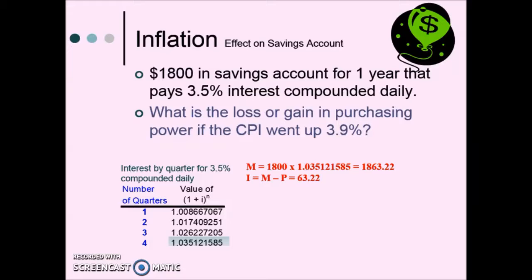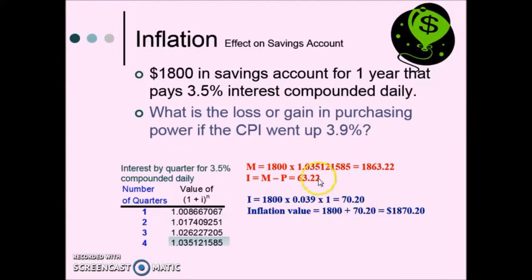What is the result or the impact of the inflation factor of 3.9% on our $1,800? We'll take 1,800 times 0.039, the decimal equivalency of 3.9%, and we see that to have still the same buying power of the $1,800 needed an increase of $70.20.